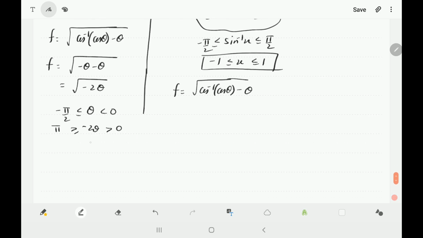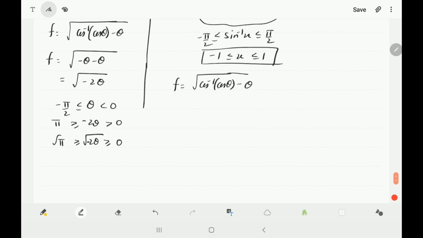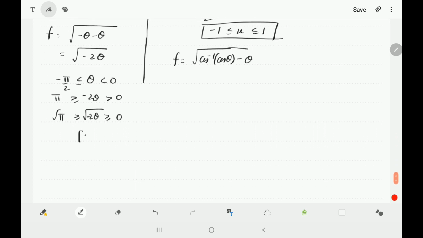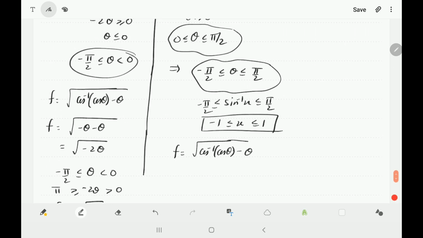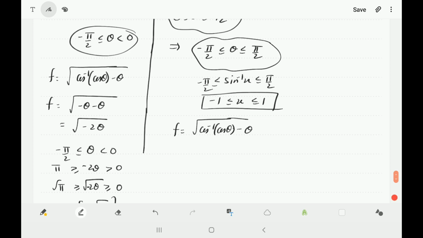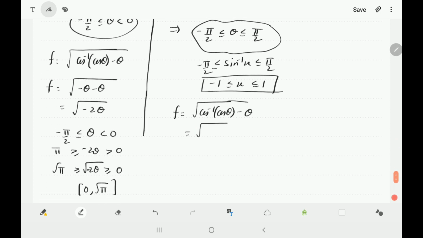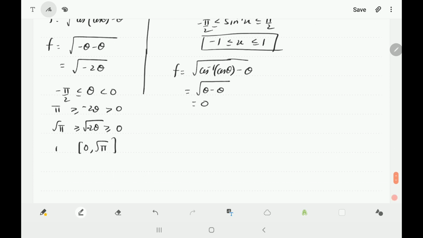Okay, now you have to take the under root. So if you take the under root, minus 2 theta under root will be from 0 to root pi. So for theta from minus pi by 2 to 0, the range is closed 0 to root pi. Now for this other interval, let's see. For theta from 0 to pi by 2, cos inverse of cos theta will be theta, so this will be theta minus theta. So for this interval, the range is only 0. Here the range is 0 to root pi, and here the range is 0.